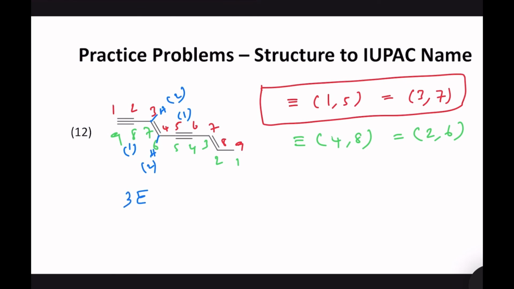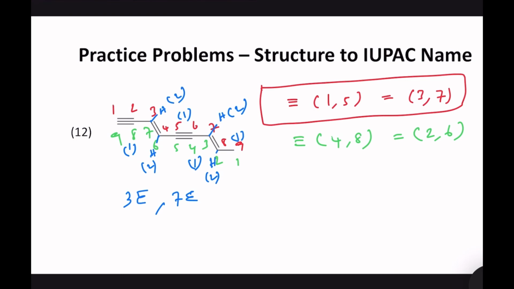How about at position 7? Once again assign the priorities. Here this is 1 carbon and the hydrogen gets 2, the hydrogen here gets 2 and the carbon here gets 1. Once again the priorities are on the opposite side and therefore, at 7 also it is E.